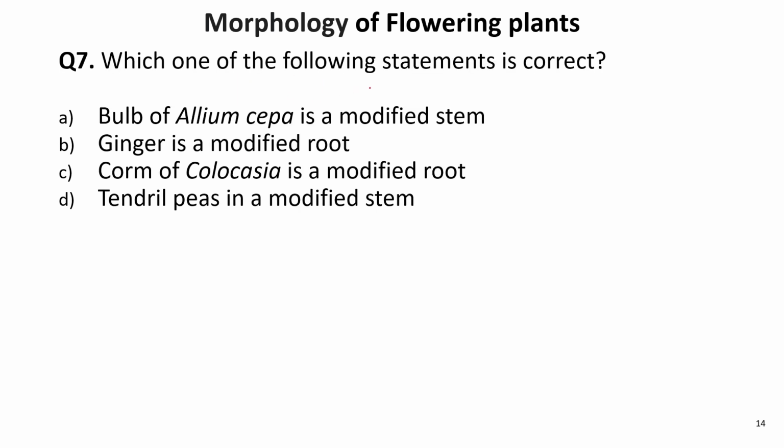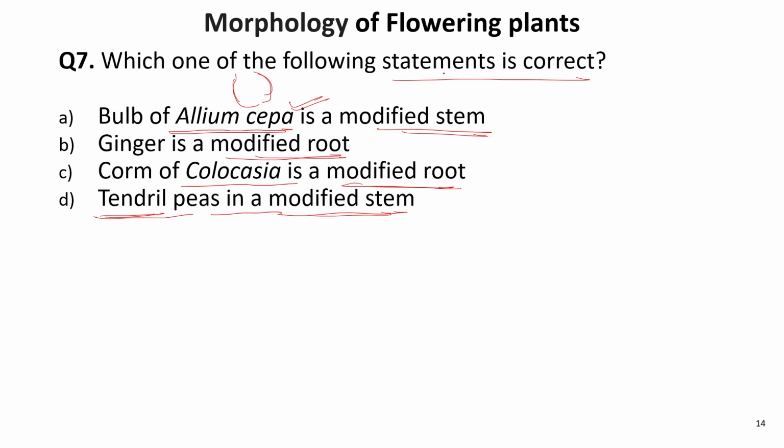Next question. Which one of the following statements is correct? Bulb of Allium cepa. Allium cepa is the onion. It is a modified stem. Ginger is a modified root. Corm of colocasia is a modified root. Tendrils in peas is a modified stem.